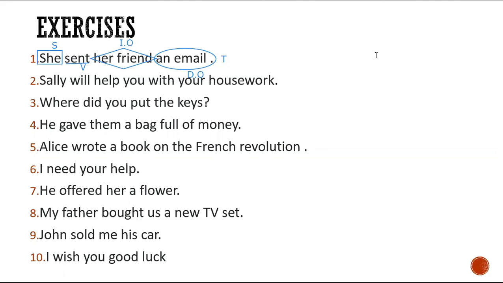So with this example, guys, this is the way you're gonna make your assignment right now. You will make a rectangle for the subject, underline the verb, do a circle for the direct object, and an ellipse for our indirect object.